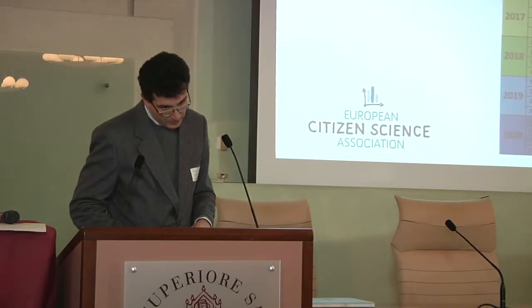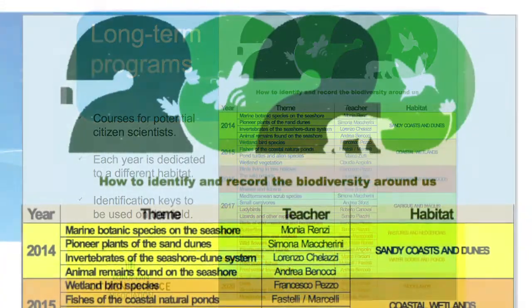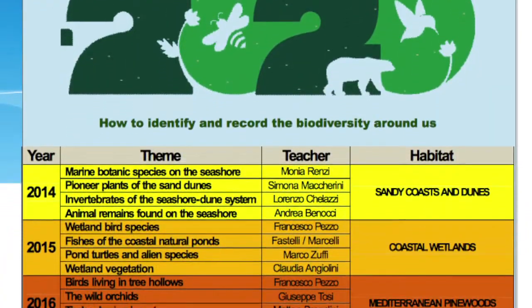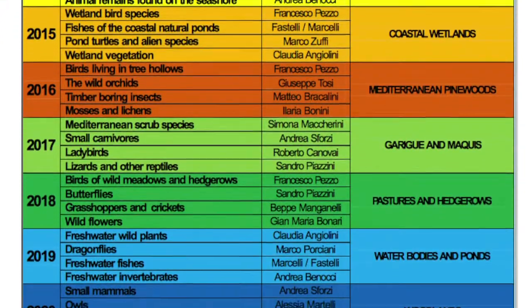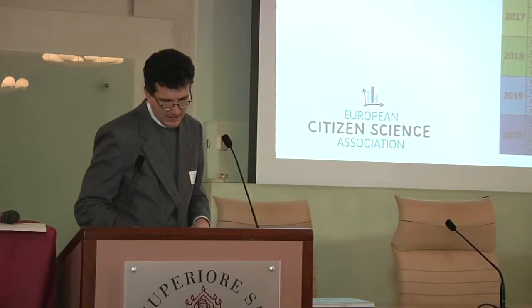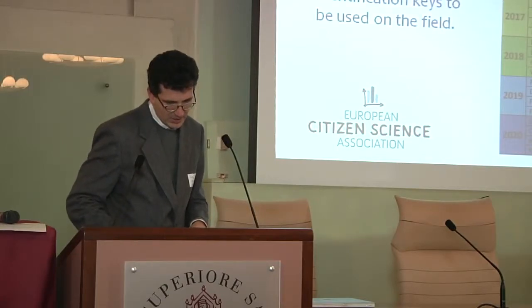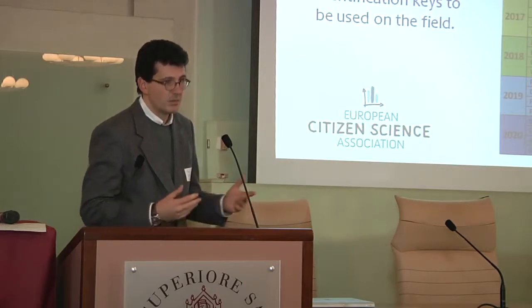As a long-term program, we also have a 2020 aim, which is to stop the loss of biodiversity. So each year, from this year to 2020, we have many different courses for potential citizen scientists. Each year is dedicated to a different habitat, and identification keys to be used in the field will be provided.